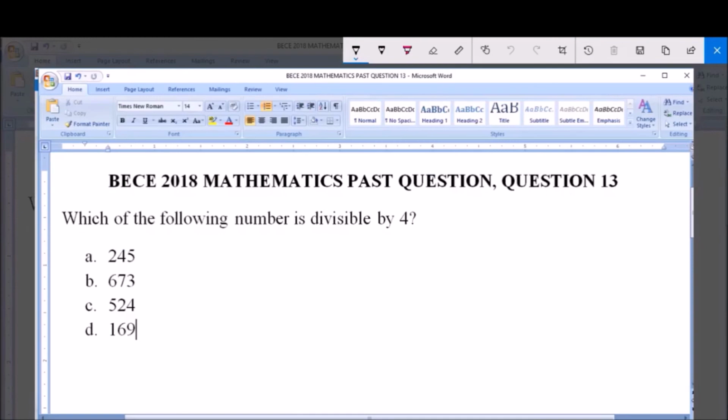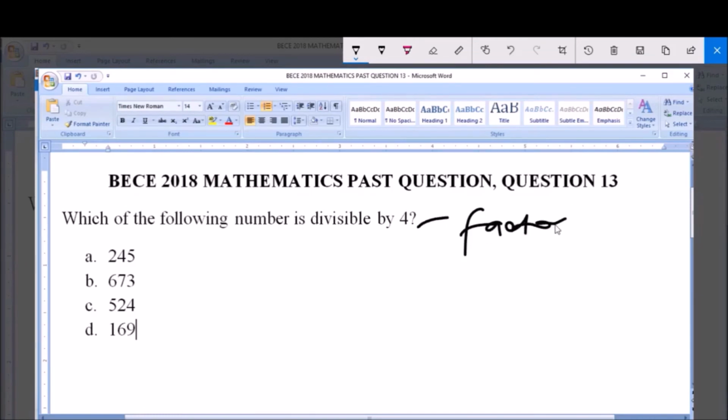Today we're going to be dealing with BECE 2018 Mathematics Past Question 13. Which of the following numbers is divisible by 4? A. 245, B. 673, C. 524, and D. 169. So we have to find the number out of these options which is divisible by 4, meaning that we have to find a number here in which 4 is a factor of that number.